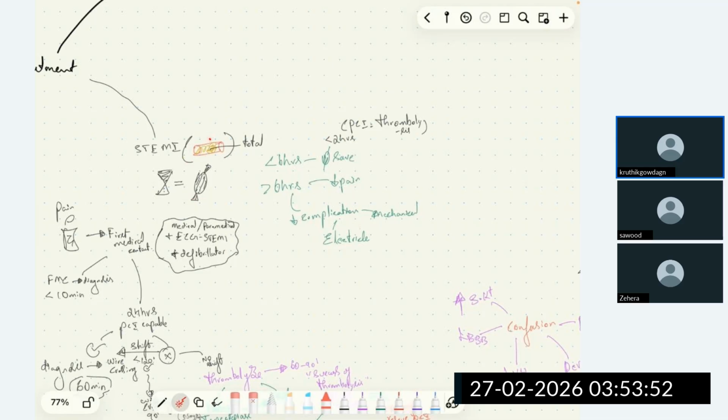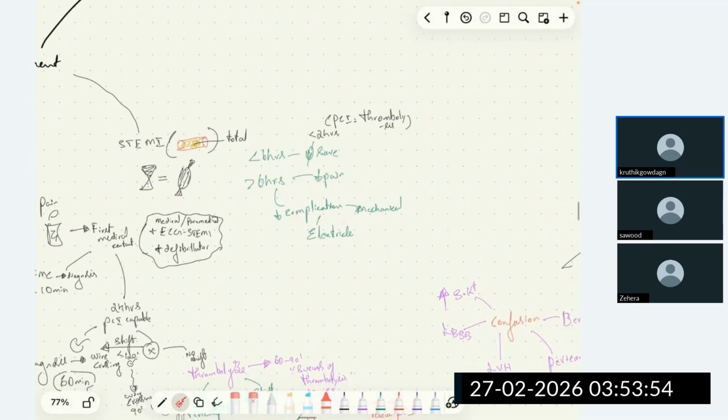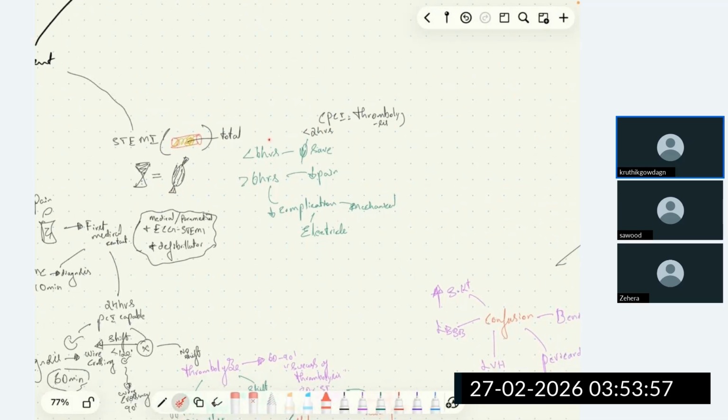Since there is total occlusion, if the patient presents in less than 6 hours and we successfully perfuse the myocardium within 6 hours of injury, we can save the myocardium. So we can reduce the possibility of irreversible injury to the myocardium. And if the patient has presented after more than 6 hours, it means there's extensive injury to the myocardium. And also the patient will have electrical and mechanical complications and all.